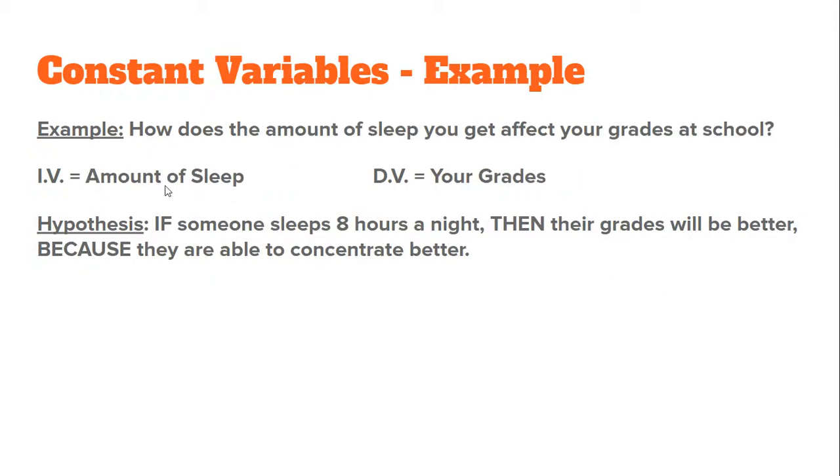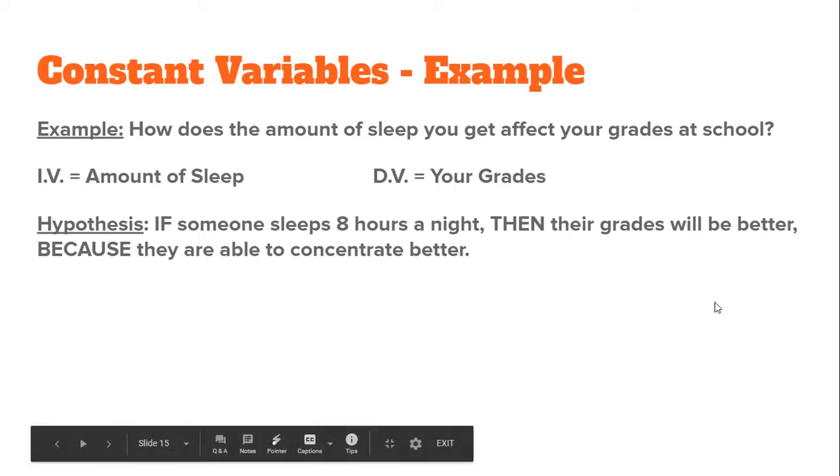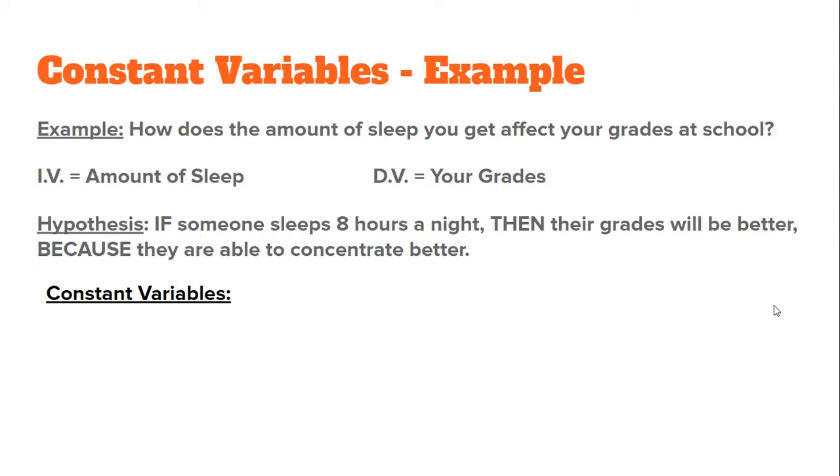Our last example, the amount of sleep and your grades. Let's take a look at what things might need to be kept the same. Think about which ones you would keep the same. Some examples might include the person that is tested. It wouldn't be fair if one student sleeps a bunch and another one does not. One student might be a better student than the other one to begin with.